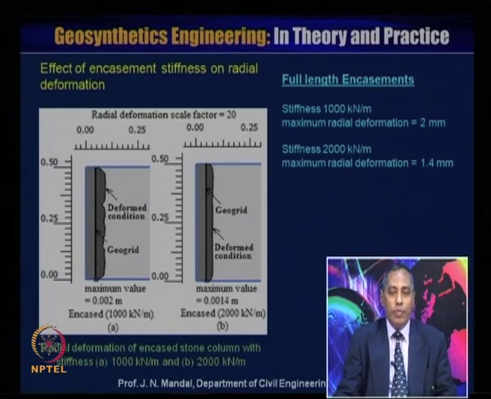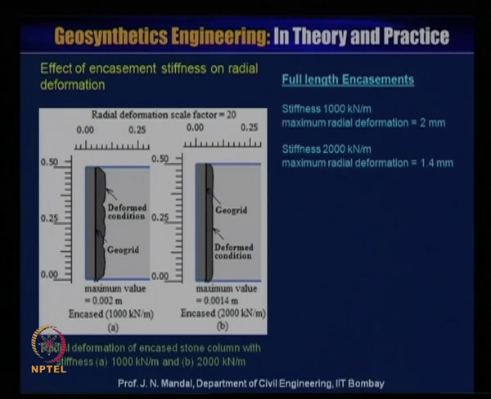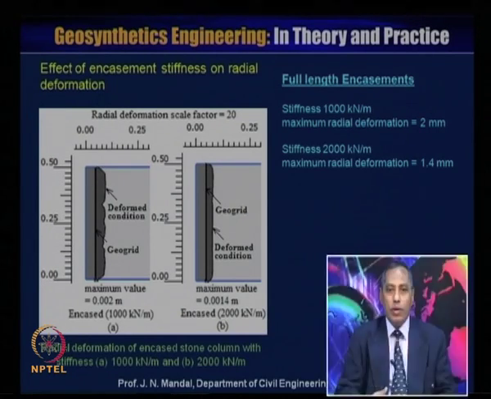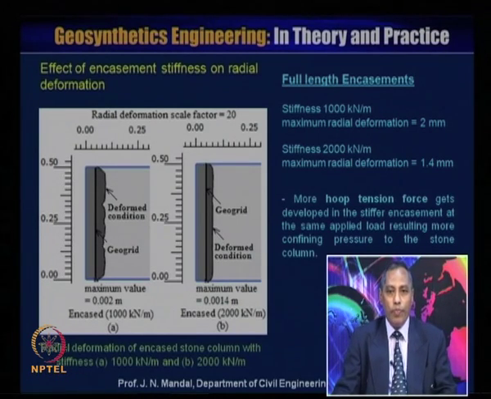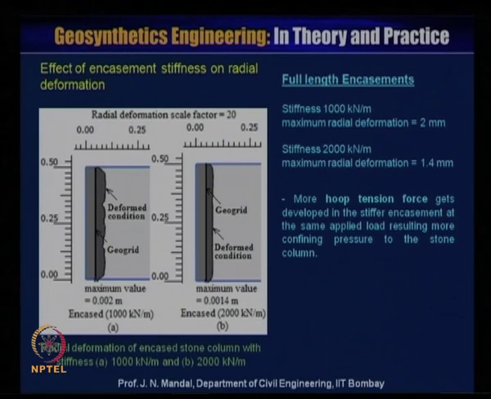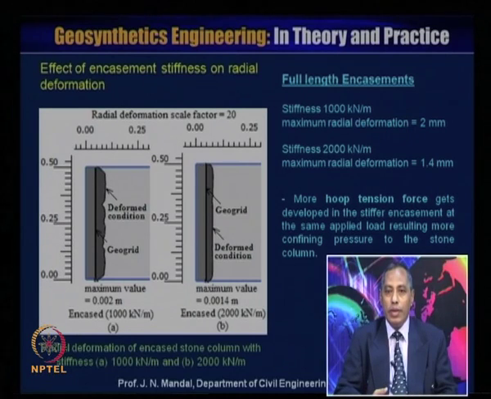Now for full length encasement, when stiffness is 1000 kilonewton per meter, maximum radial deformation is equal to 2 millimeter. When stiffness is 2000 kilonewton per meter, maximum radial deformation is equal to 1.4 millimeter. So what is happening is that more hoop tension forces get developed in the stiffer encasement for the same applied load, resulting in more confining pressure to the stone column.